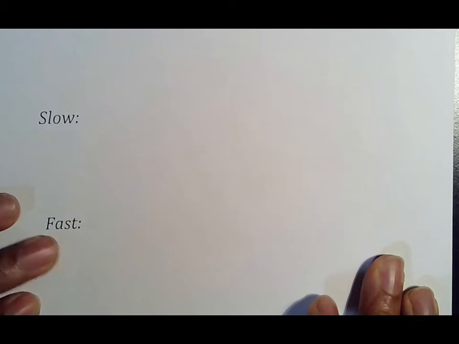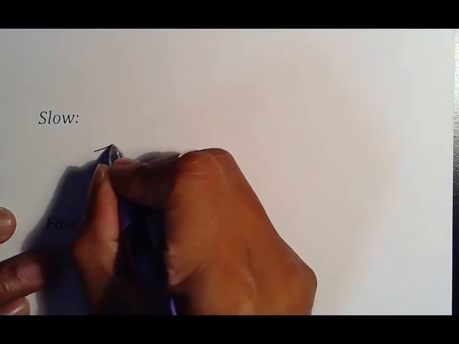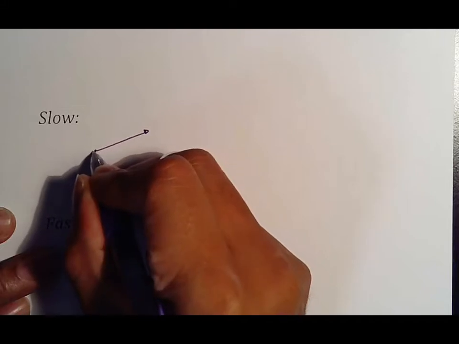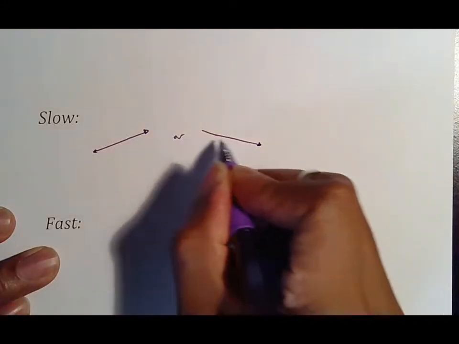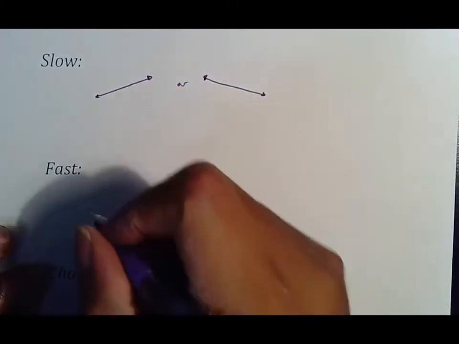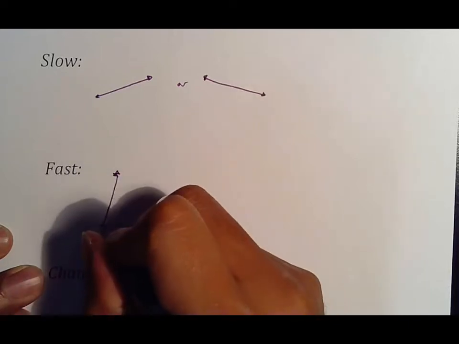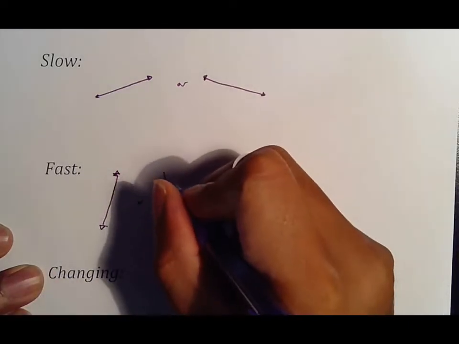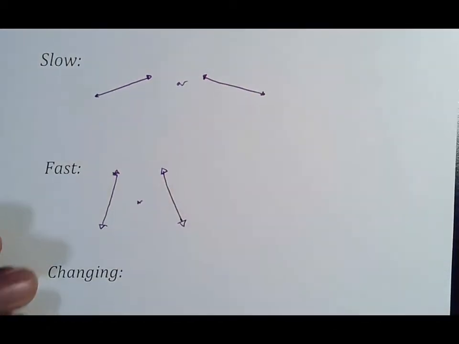A slow rate of change would be something like this, or this. A fast rate of change is something like this, or this. Again, common sense will tell you how to deal with this. How do I know it's a slow rate of change or a fast rate of change?